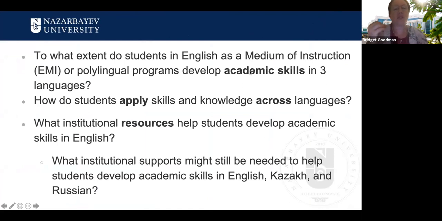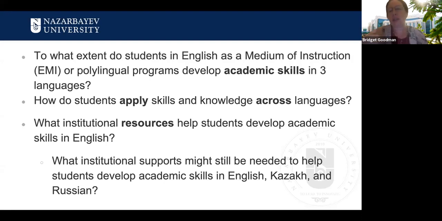Our first question is, to what extent do students in English as a medium of instruction or polylingual programs say they develop academic skills in 3 languages? And again, in academic language, we would use the term genre knowledge in 3 languages. Then how do students apply skills and knowledge across languages? And here, when I use the word apply, in the academic context, when we're talking about language development, I would use the term transfer.